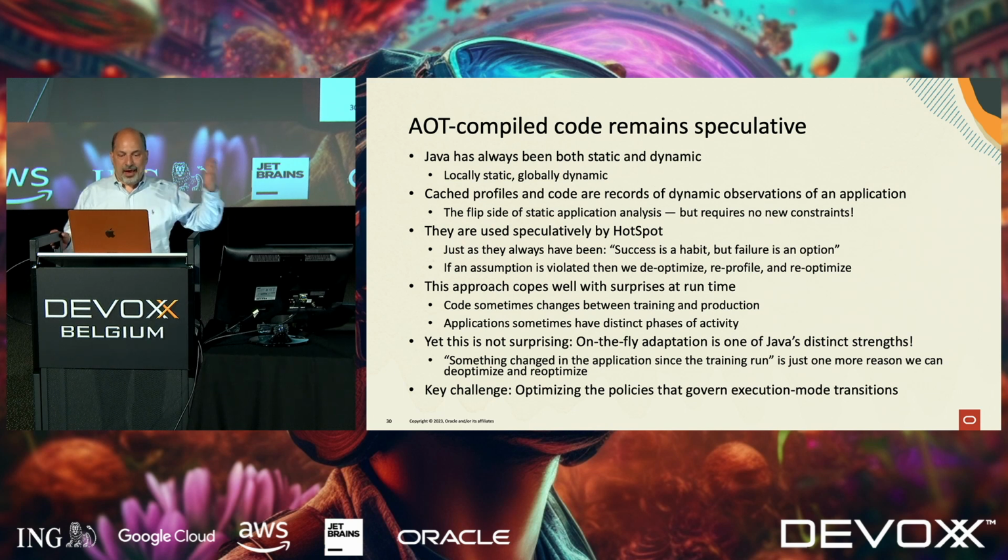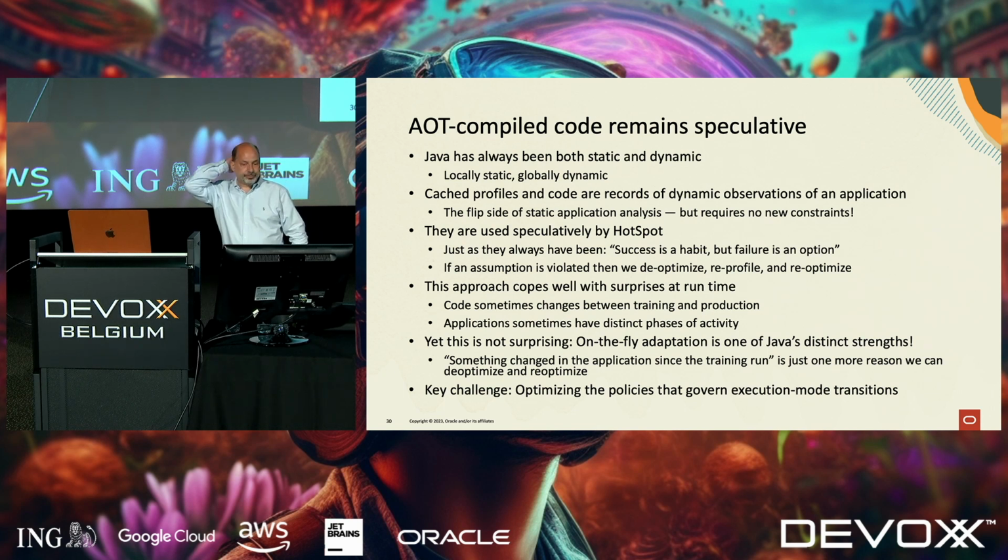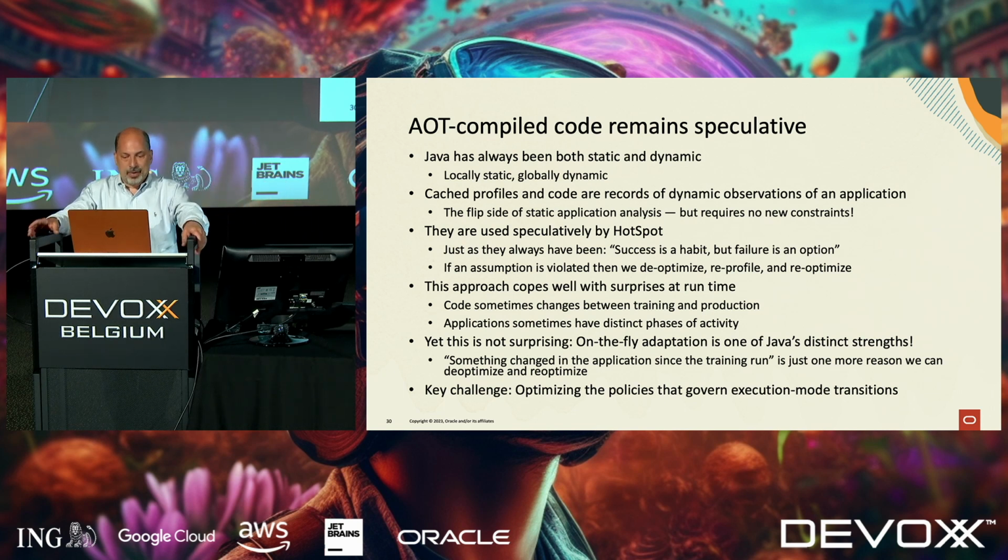And so a cache profile or cached code is a record of a dynamic observation of an application from a previous run. So we can use this information the same way, maybe with a little bit less confidence, as we do for profile information gathered in the current run. And if it turns out this doesn't work, if one of our assumptions is violated, we still have the option to de-optimize, reprofile, re-optimize, etc. And so this is an approach that deals really well with surprises at runtime, because things do change between training time and production, and we don't want the application to fall over and break. We're more willing to say, all right, well, it just won't start up as fast if you change something.